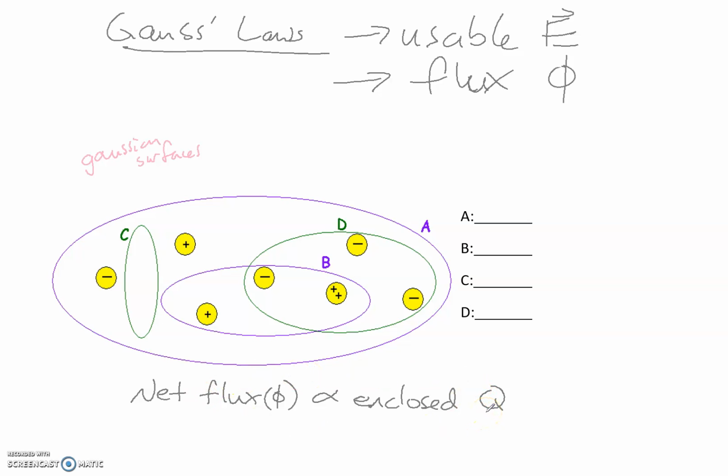So if I look at surface A, there's a whole bunch of charges inside of A. I've got 1, 2, 3, 4 negatives. I've got 1, 2, 3 positives, but that's a double positive. So I've got -4 and +4 altogether, which means the net charge inside is 0. The enclosed charge inside of A is 0. So since I've got 0 net charge inside, there is 0 net flux.